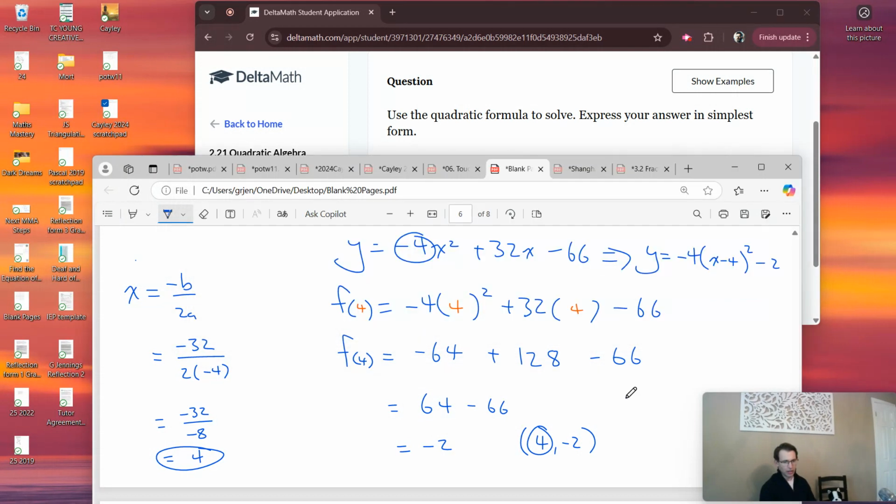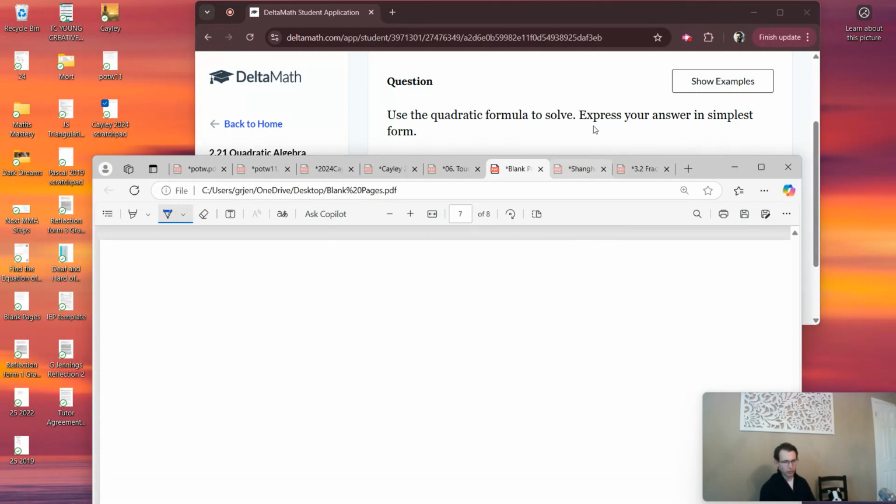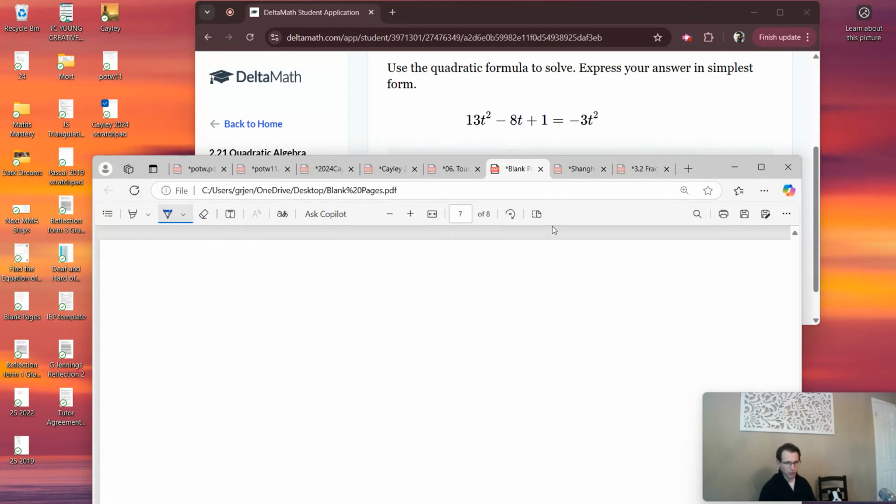Okay, so this one here, I'm gonna go really fast. All right, so we're gonna use the quadratic formula to solve. First thing that we're gonna do, 13t squared minus 8t plus 1 equals minus 3t squared. We need this set to 0. So then we get 16t squared minus 8t plus 1 equals 0.